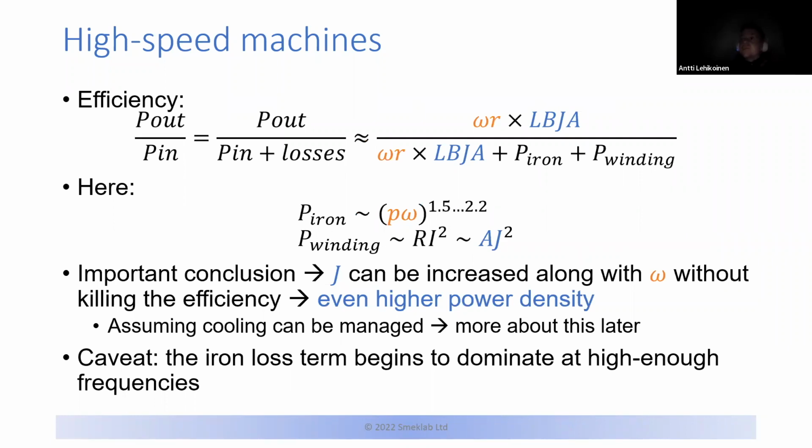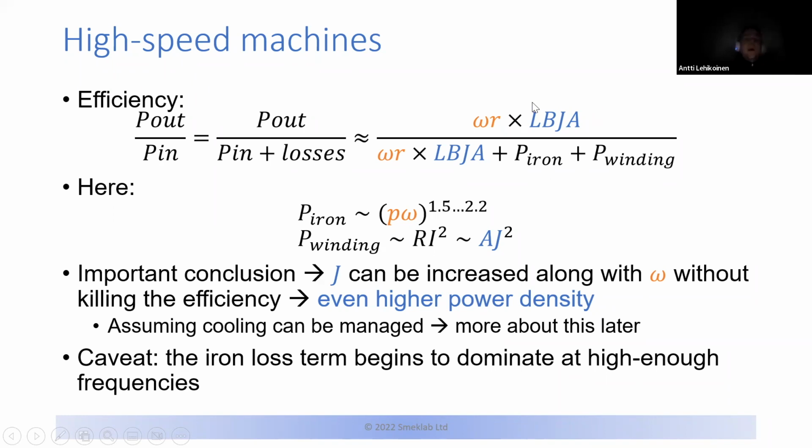I mentioned maybe earlier that high-speed machines are often quite high efficiency machines as well. Per our definition of high performance machines, they are exactly that. So now let's see why that happens. The efficiency by definition is the output power divided by the input power, if we are speaking about a motor. And the input power is the output power plus losses.